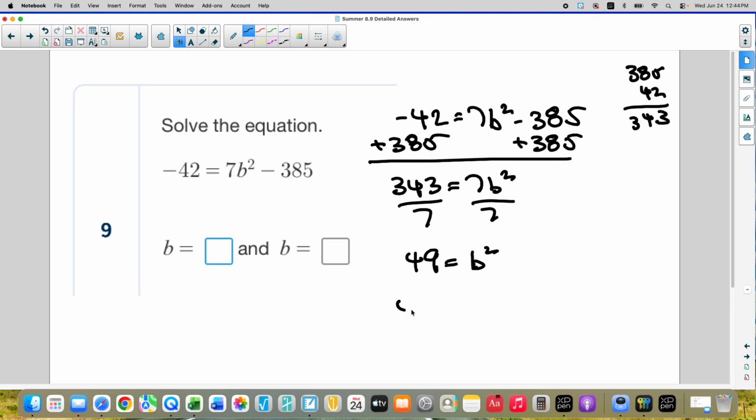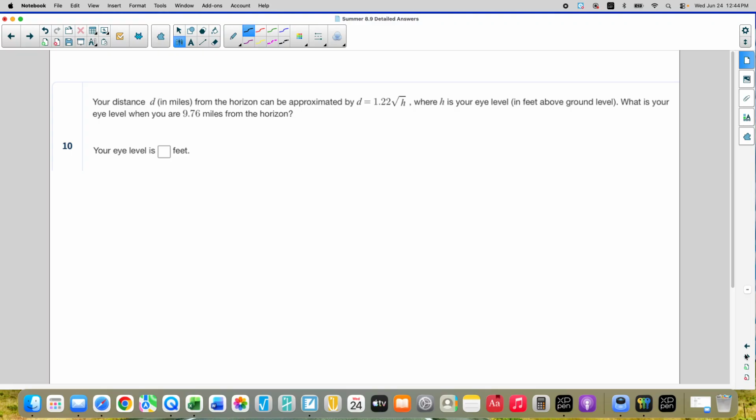And now we're going to take the square root of both sides. Whenever we take the square root of a variable being squared, we have to do plus or minus. Plus or minus 7 equals b. So we get 7 and negative 7. Just checking my answers, making sure that I'm correct. That is correct.